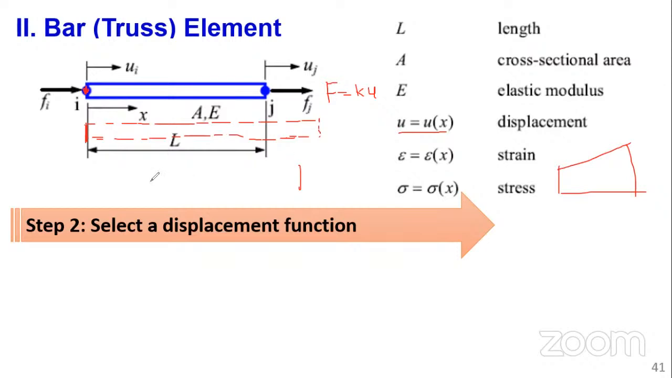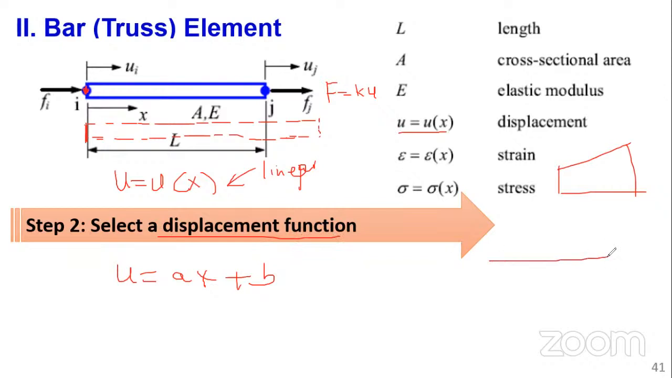So what we are saying is that the displacement u, which equals a function of x, is a linear function. Okay? In essence, a linear function you can just write in terms of the equation of a straight line, where y is equal to mx plus c. So you can say u is equal to ax plus b. Okay, so this is what we are saying: select a displacement function.